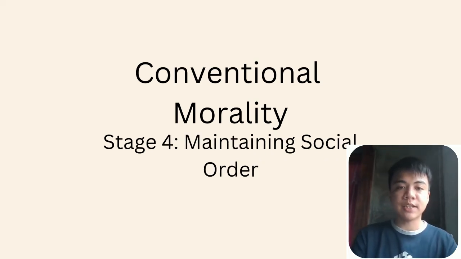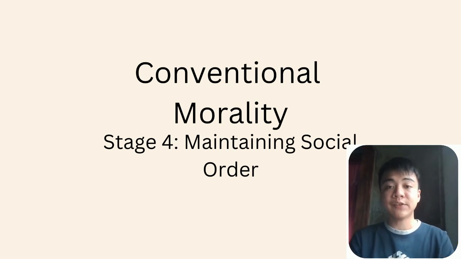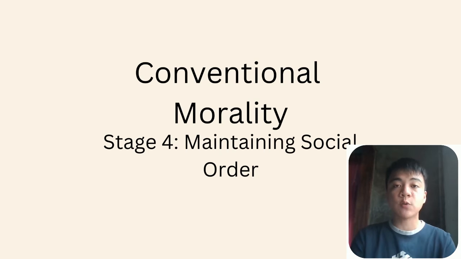The next stage is stage 4, maintaining social order. This stage is concerned with preserving social order. People at this stage of moral development begin to consider society as a whole when making decisions. The emphasis is on upholding law and order by following the rules, performing one's duties, and respecting authority.